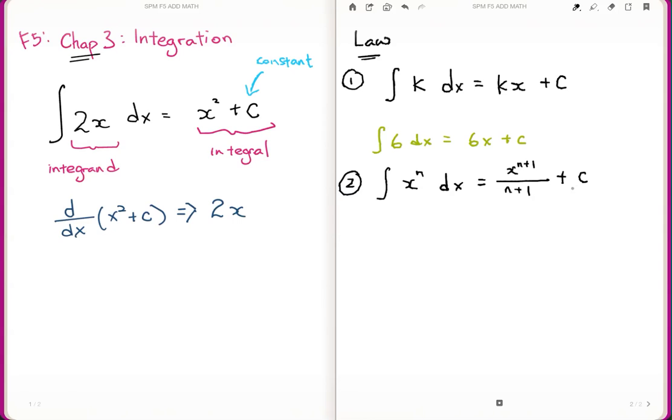Now say for example, integrate x to the power 4 dx. Then you should expect the answer should be x to the power 4 plus 1, which is 5, over the index number 5, plus c. Well, understand that it will take some time for you to adjust yourself. Plus 1 is 5, over the index number. Compared to differentiation, where you bring down the number, this is integration.